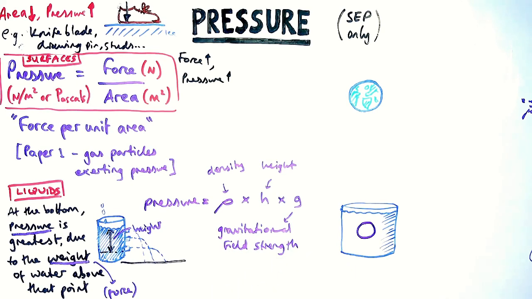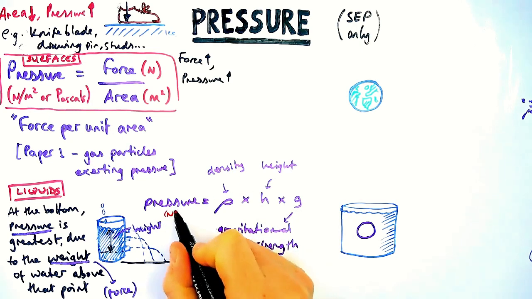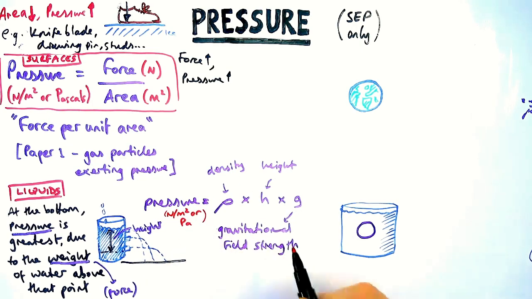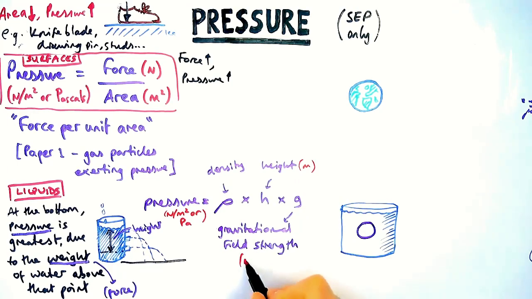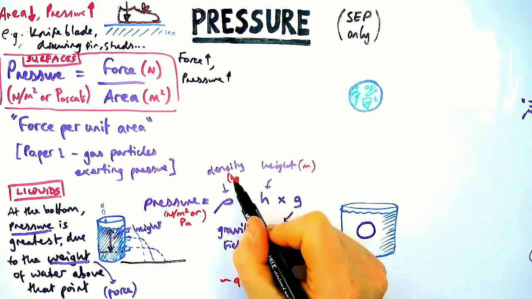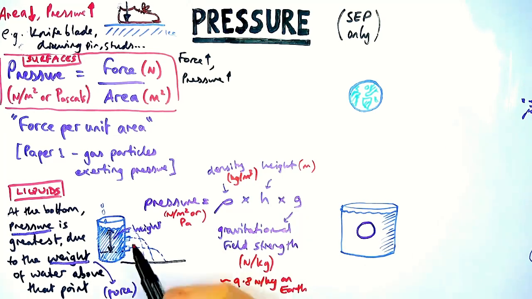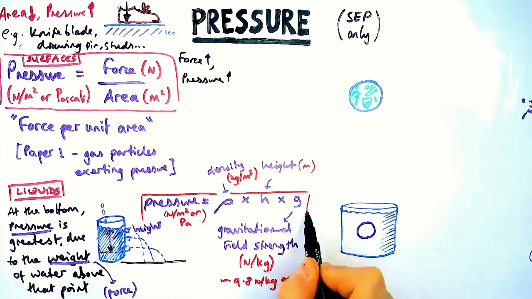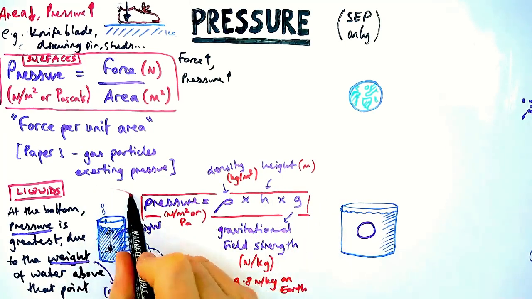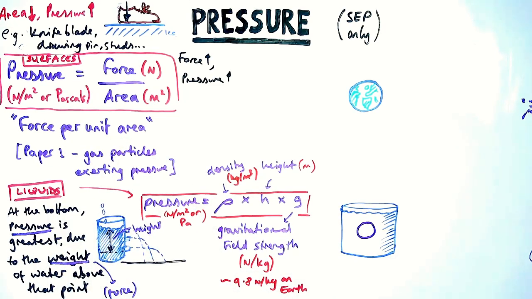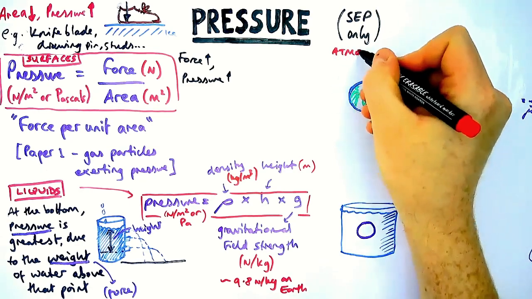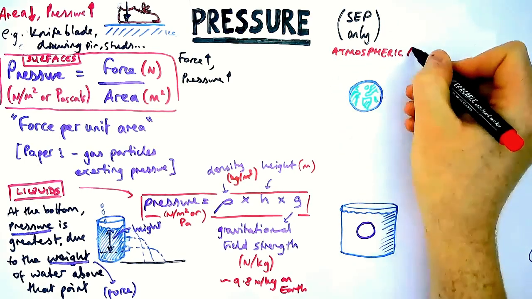Now, let's look at units. The easy one to know is that height, as always, distance in physics, is always in meters. Gravitational field strength is in newtons per kilogram. Now, on planet Earth, they'll always tell you this, but it is roughly 9.8 newtons per kilogram. It would be different on different planets. And density has to be in kilograms per meter cubed for this to work. So it's quite a difficult equation, but if you know how to put your numbers in and rearrange, it's just the same as any other equation to work out pressure.